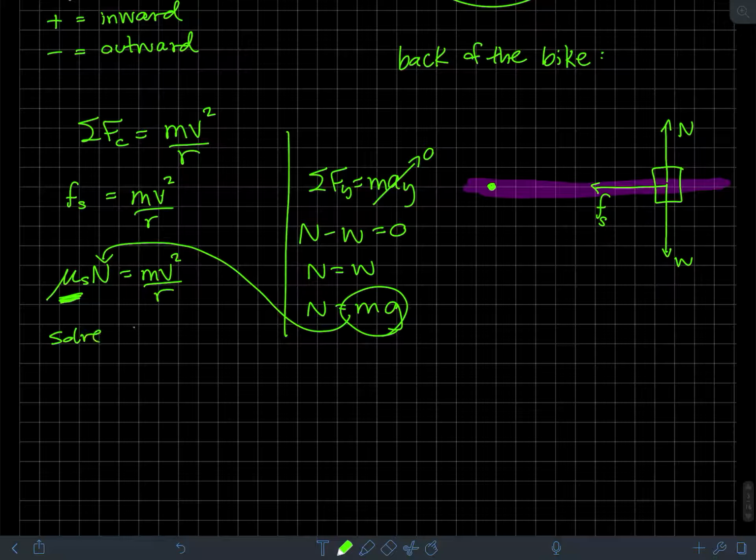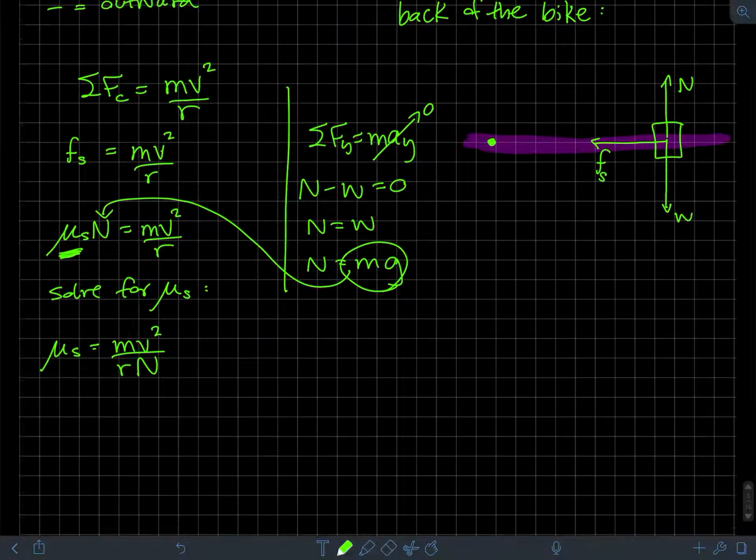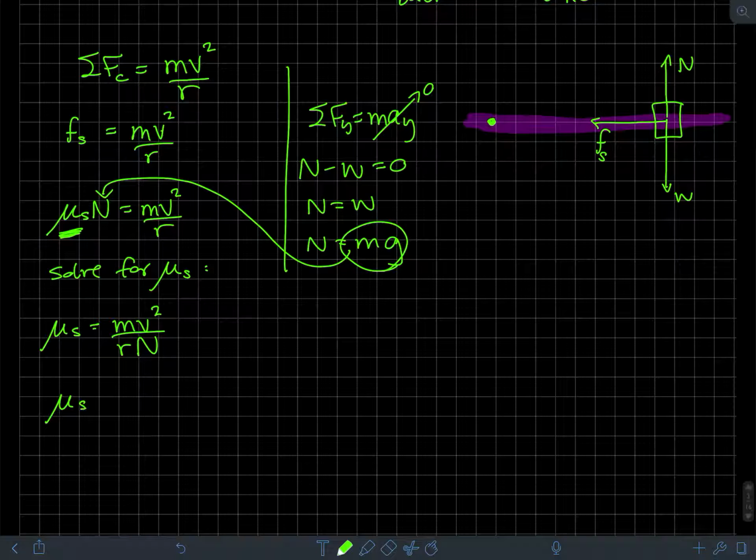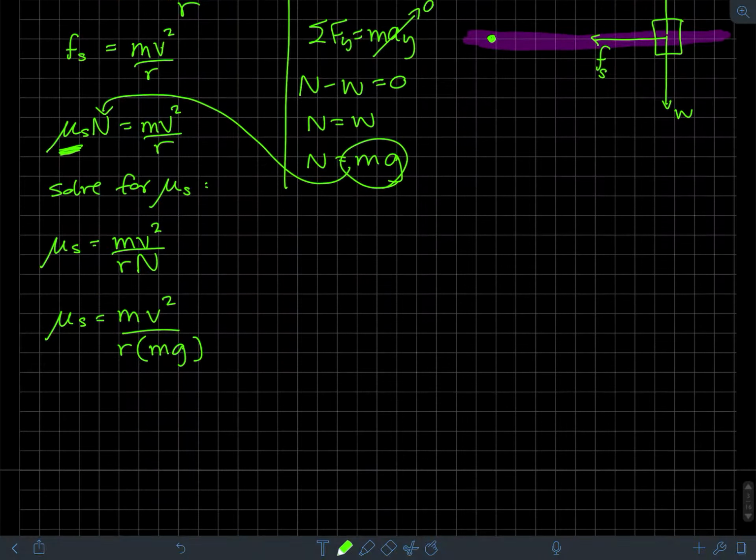Let's solve this for mu s. So mu s is going to be all of this, and then divide by the normal force. So now let's plug in for the normal force. The normal force is m times g. Well, looky there. The masses cancel.